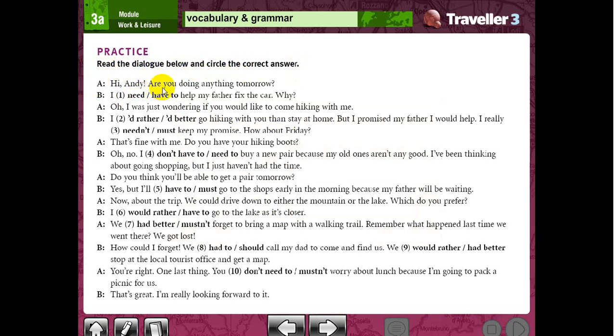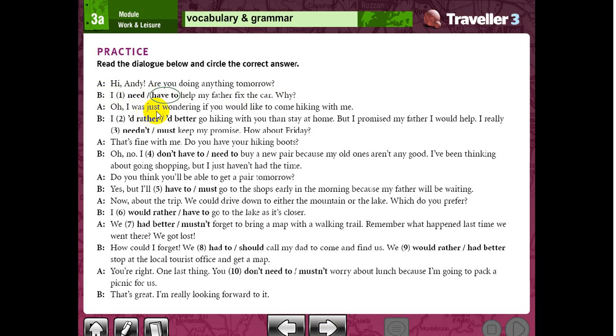Hi Andy, are you doing anything tomorrow? I need or have to help my father fix the car. Why? Here we will choose need or have to. We will choose have to because need must have to after it.